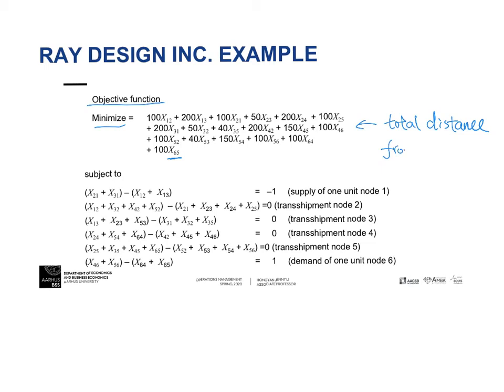So here the sum is the total distance from factory to the warehouse. Factory is node 1, warehouse is node 6. And the constraints. So next we identify or construct the constraints. Again, here we have the supply and the flow out, always the flow out, or transshipment node, or the demand node in the network.